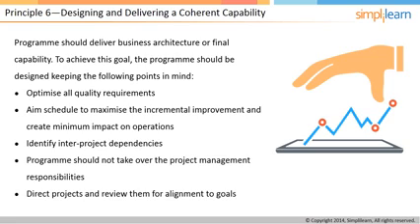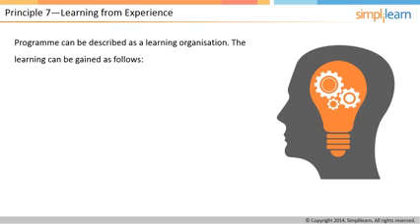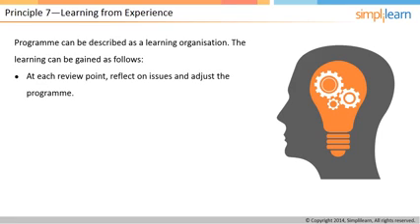Let us now look into the last program management principle in the next screen. The seventh program management principle is learning from experience. A program can be considered as a learning organization which matures during its lifetime. Frequent reviews make it possible to reflect on issues and adjust the program so as to avoid the recurrence of such issues.